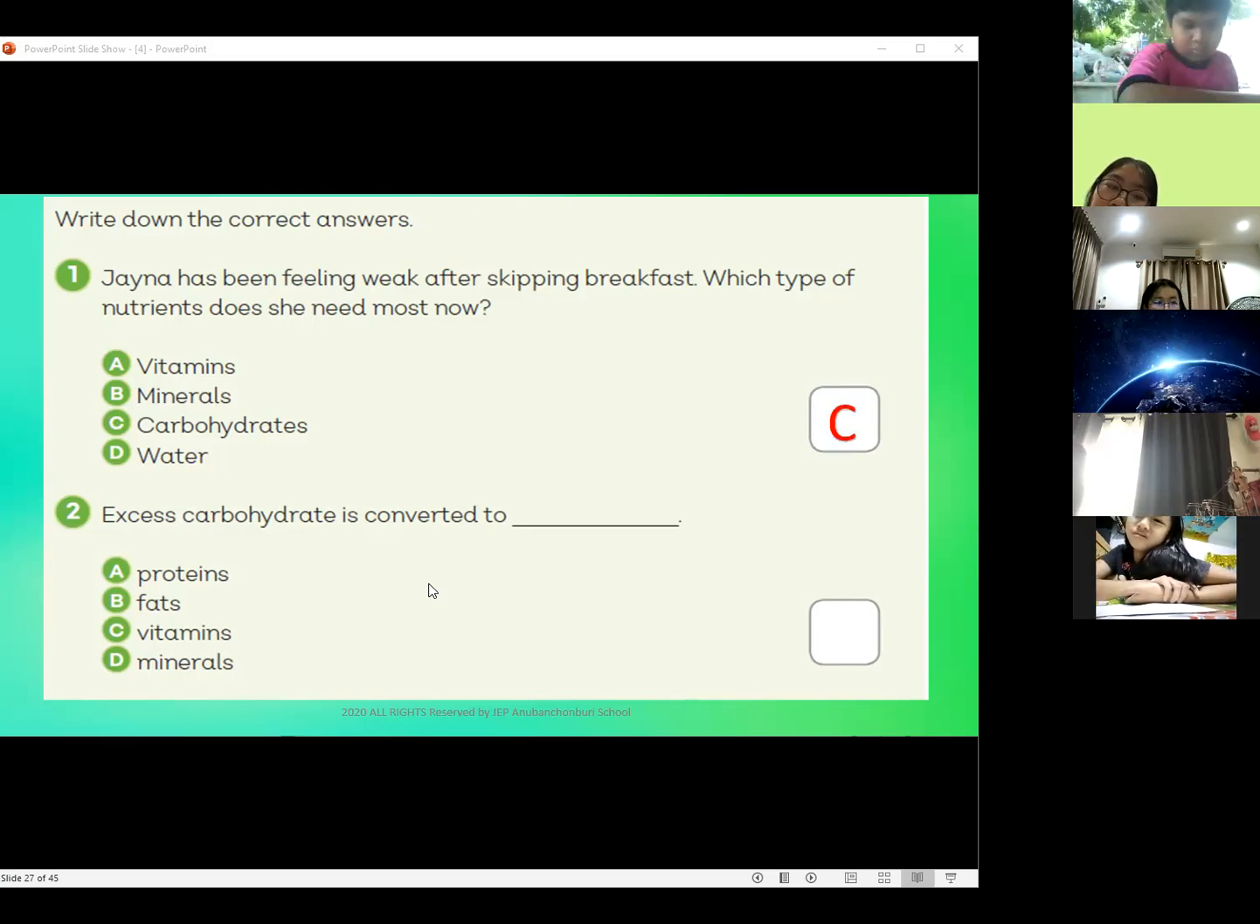Very good. Now let's proceed to number 2. Excess or too much carbohydrate is converted to what? Fats. Nataya answered fats. Very good. Nataya, what is your number, Nataya?